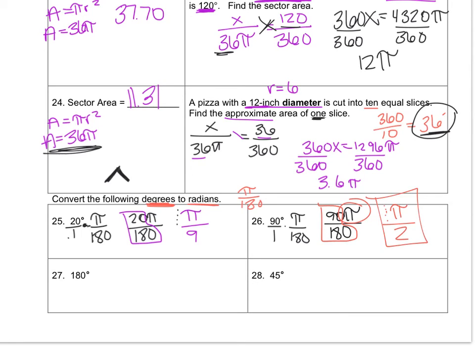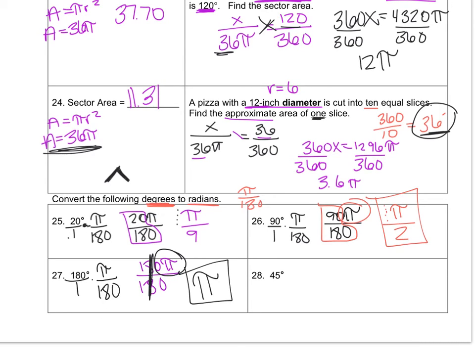Okay, on 27 again. Pi divided by 180. I'm going to put this over 1, so I can multiply straight across. 180 times pi is 180 pi, divided by 1 times 180 is 180. Okay, well, if you have 180, those are going to cancel. And what are you going to be left with? You're going to be left with pi. So this answer in radical form is just pi. You can have just pi.